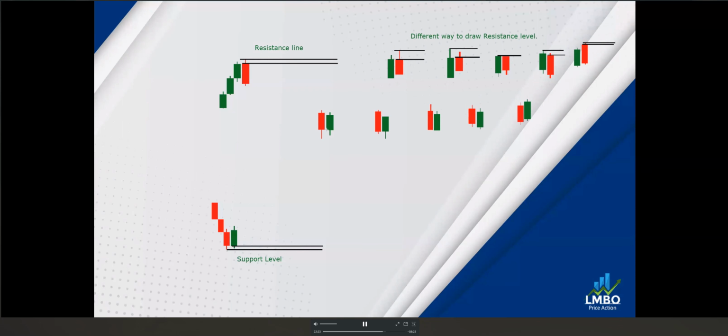See here, that is the support. That is also called the support. Support, and support. Support.